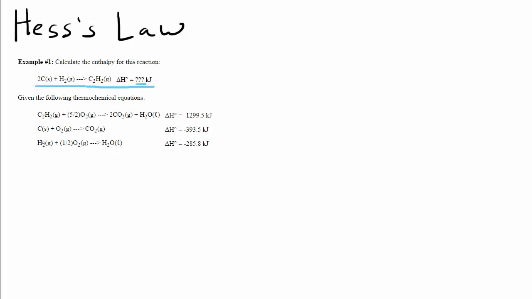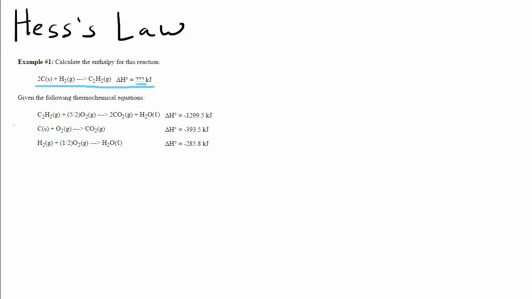That's basically what you have to do. You have to look at each one of these and say, okay, first of all, how do I have to change these so that I'm getting the reactants and products from my original reaction? That's step one. And then step two, can I add them together and does everything cancel out correctly? If that's the case, then you can add the enthalpies up, and that should be the enthalpy change for the original reaction. So let's take a peek at this, and as I work through it, hopefully it becomes clear.